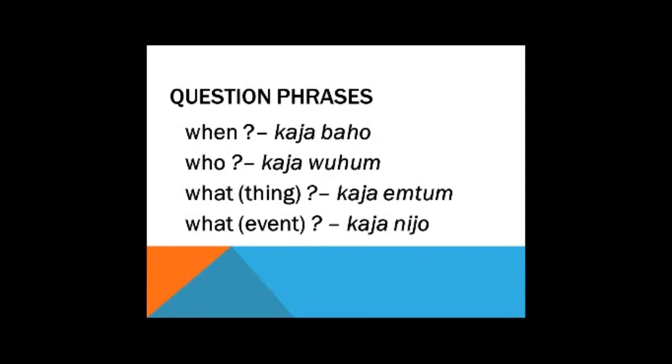Let's look at some question terms in isolation. The first thing you might notice is that the terms in Latropeth are often more than one word, where in English they'd be one word. They usually begin with kaya, and kaya is often truncated to one syllable in spoken Latropeth and comes out as kai. So, when, kaibaho, who, kaiwahum. So what thing, kayayemtum or kayemtum, what event, kainio.